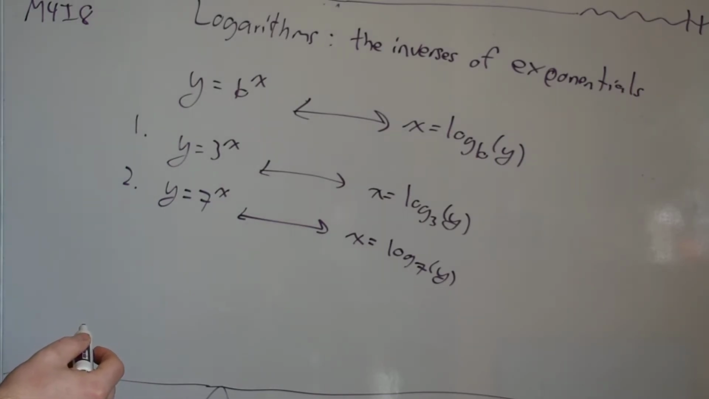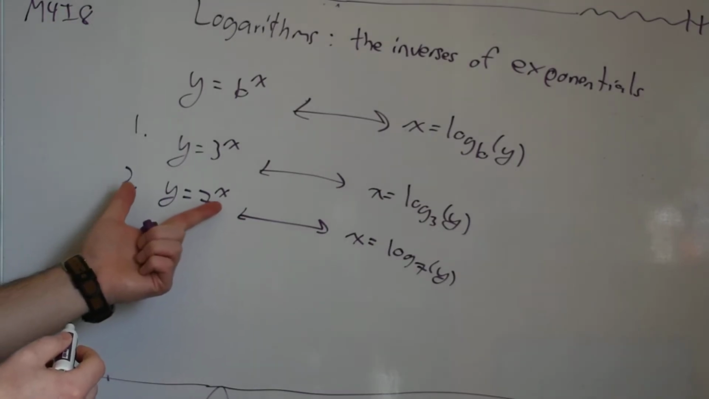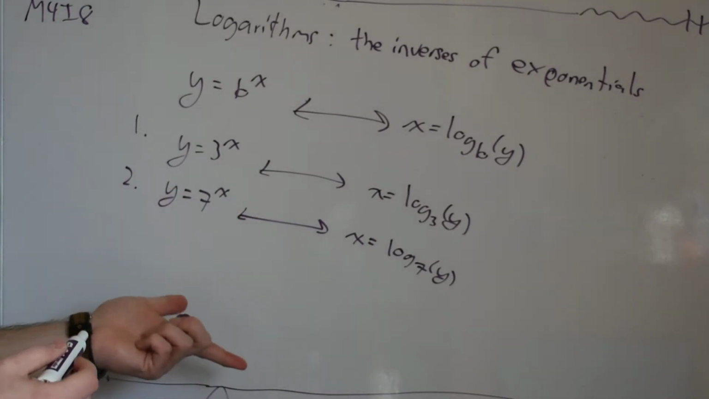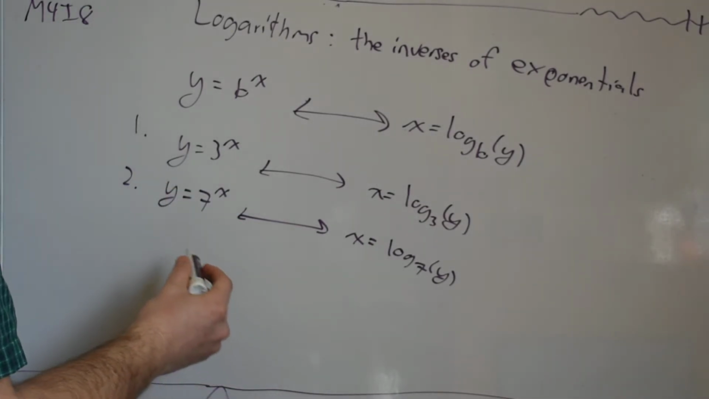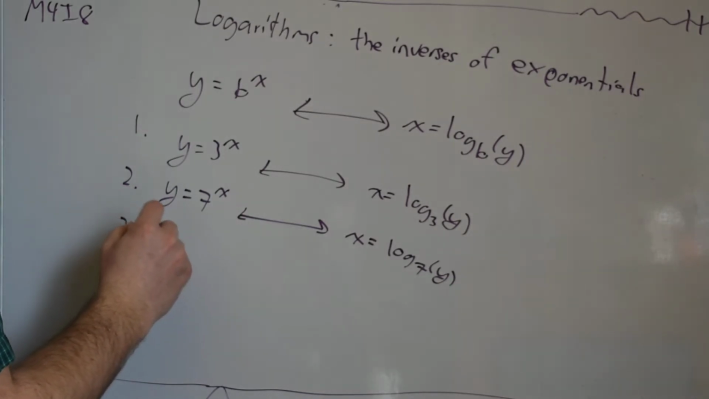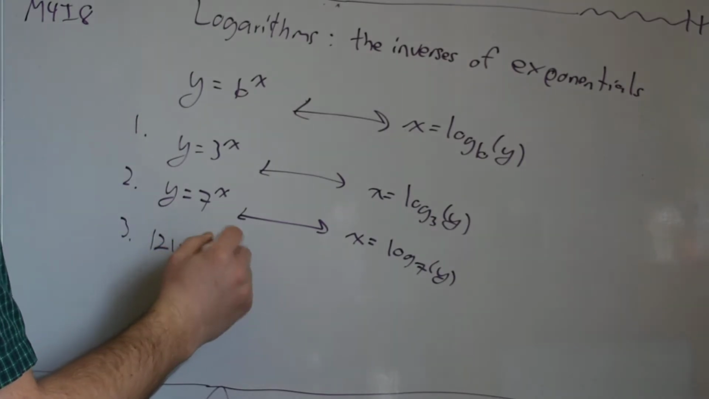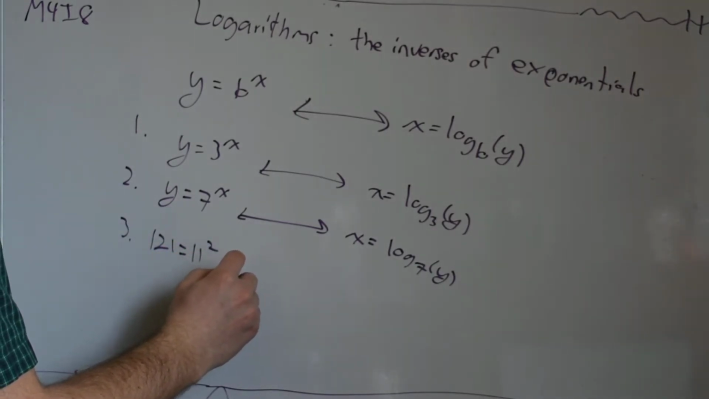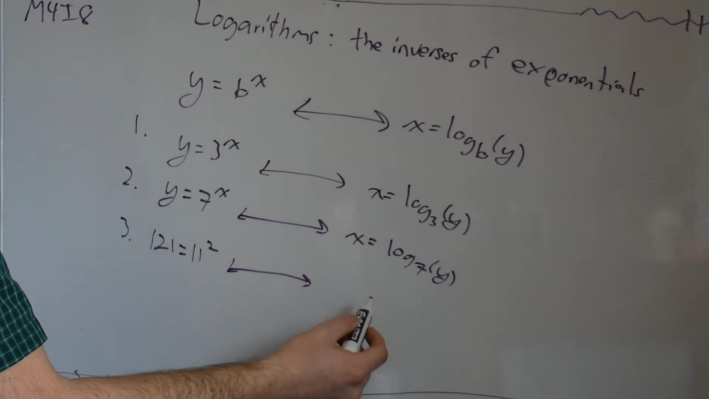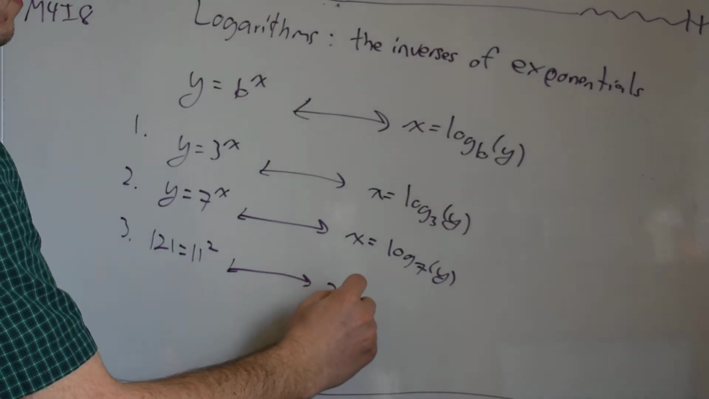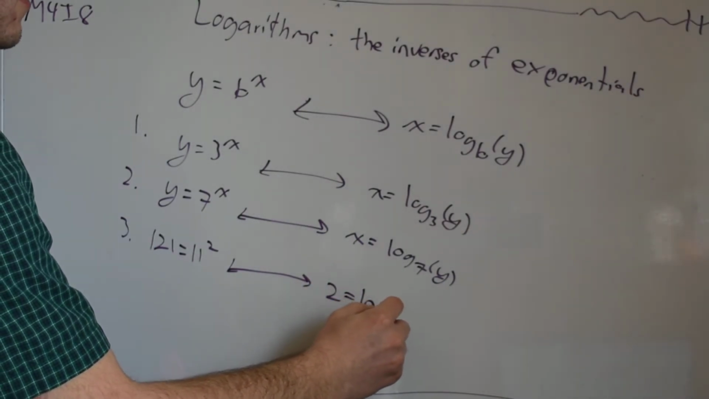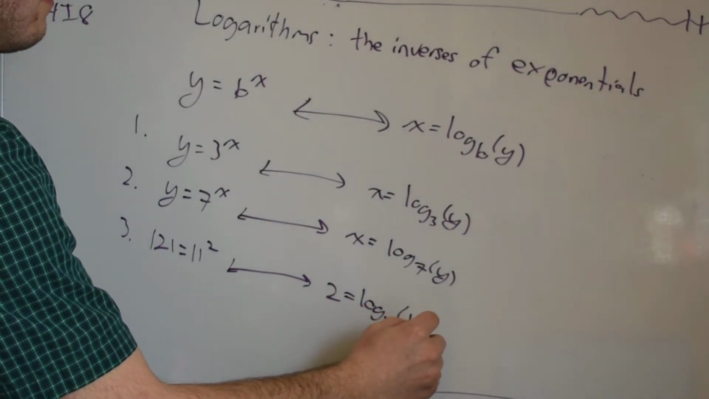So, there doesn't have to be an x and y here. We can also have actual numbers. So, if we have that 121 is 11 squared, the corresponding logarithmic form is 2 equals log base 11 of 121.